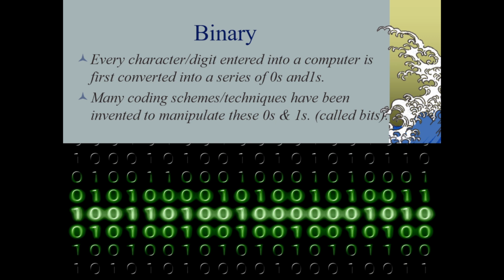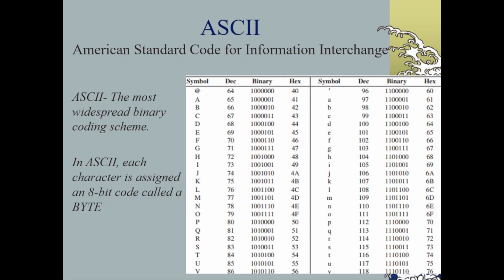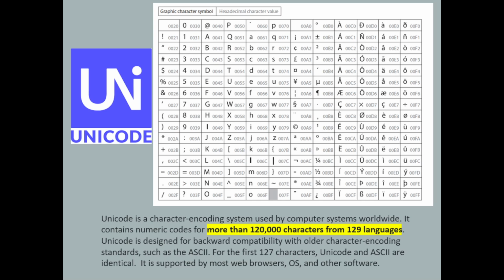So for binary, every character or digit or color or everything that's on your screen is first converted to binary, right? And there's a code called ASCII that every computer in the world uses to represent certain characters. So this is the ASCII table, and the capital letter A is represented by this binary number, whereas the lowercase a is represented by this binary number. Now, ASCII is very popular.